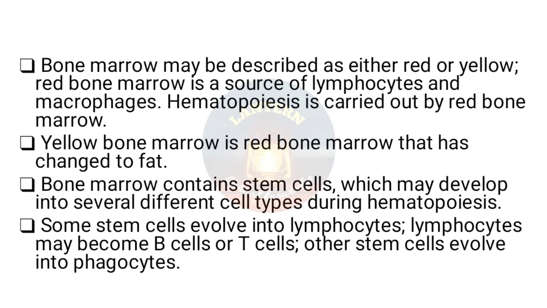Bone marrow may be described as either red or yellow. Red bone marrow is a source of lymphocytes and macrophages. Hematopoiesis is carried out by red bone marrow. Yellow bone marrow is the red bone marrow that has changed into fat. Bone marrow contains stem cells which may develop into several different cell types during hematopoiesis. Some stem cells evolve into lymphocytes. Lymphocytes may become B cells or T cells. Other stem cells evolve into phagocytes.